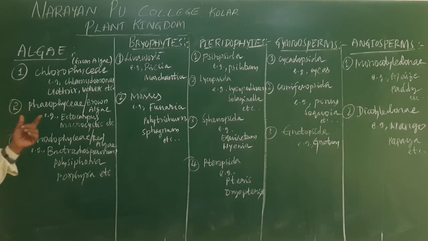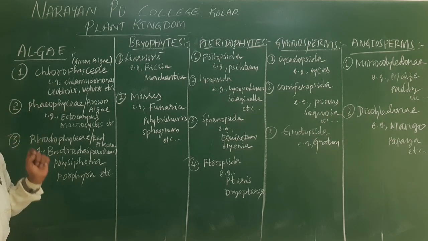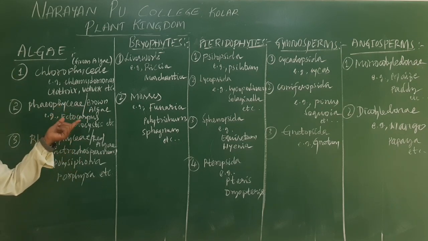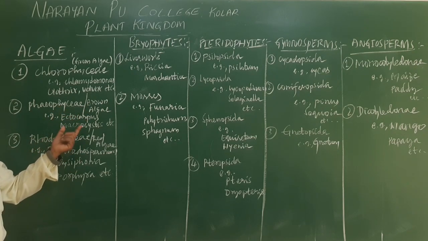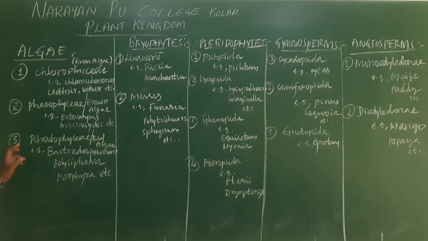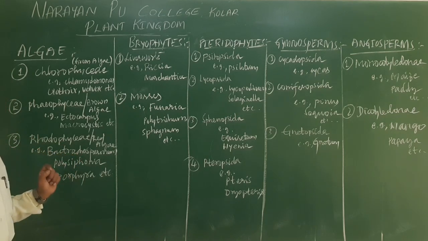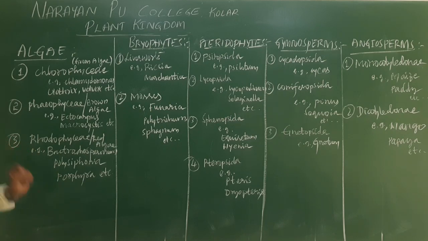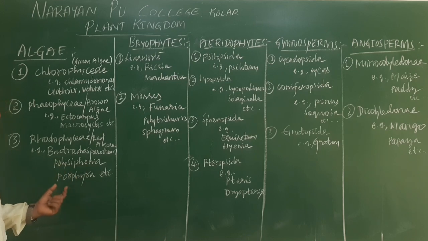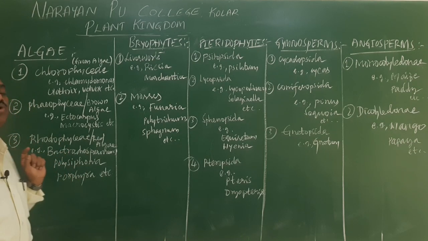We go for the second class, Phaeophyceae, also called brown algae. Examples for brown algae are Ectocarpus and Macrocystis. Now, we go for the third class, Rhodophyceae, the red algae. Batrachospermum is a freshwater alga. The remaining are marine algae, such as Polysiphonia and Porphyra. All these are examples of Rhodophyceae.